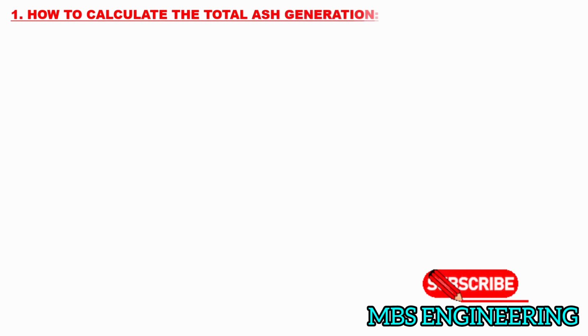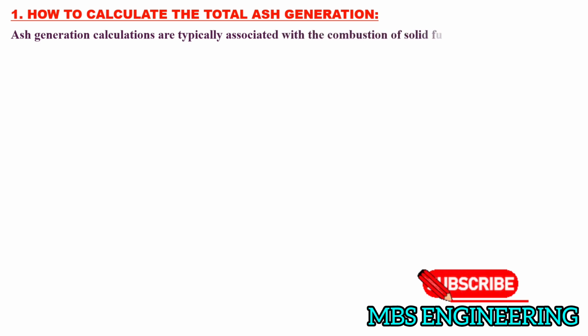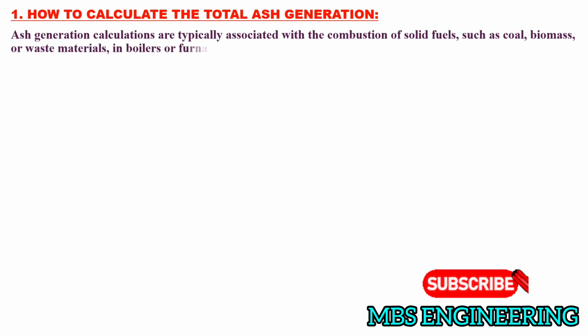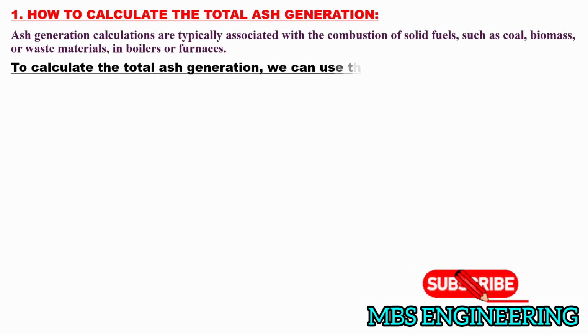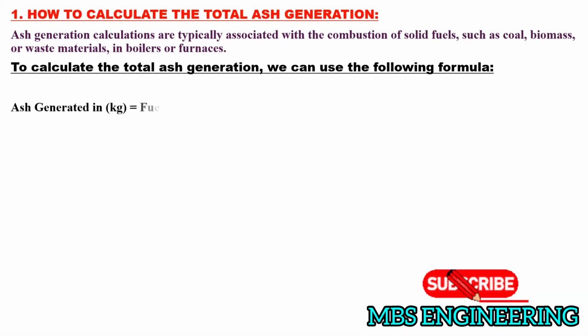Next, we will learn and understand how to calculate the total ash generation. The ash generation calculations are typically associated with the combustion of solid fuels, such as coal, biomass, or waste materials, in boilers or furnaces. To calculate the total ash generation, we can use the following formula. The ash generated in kilograms is equal to the fuel consumed in kilograms multiplied by the ash content in percent.